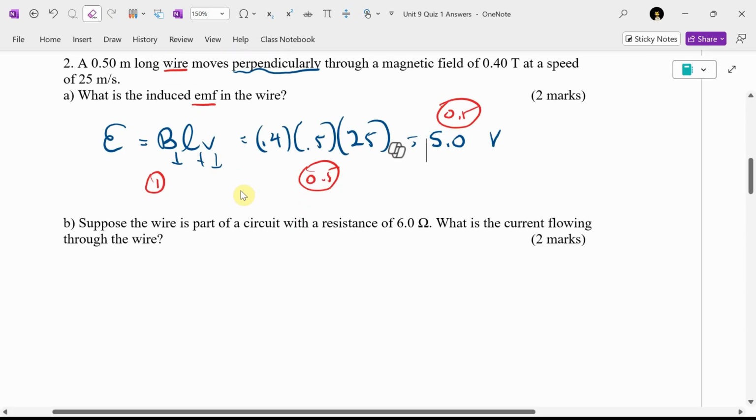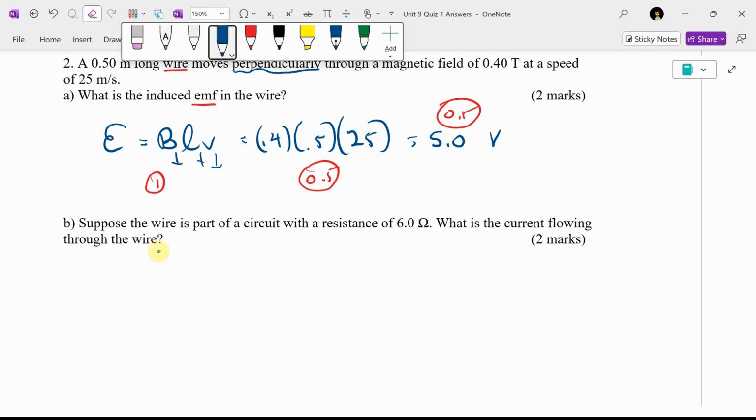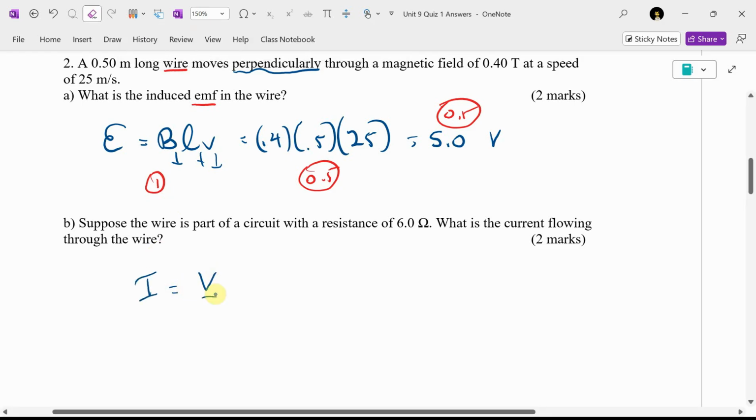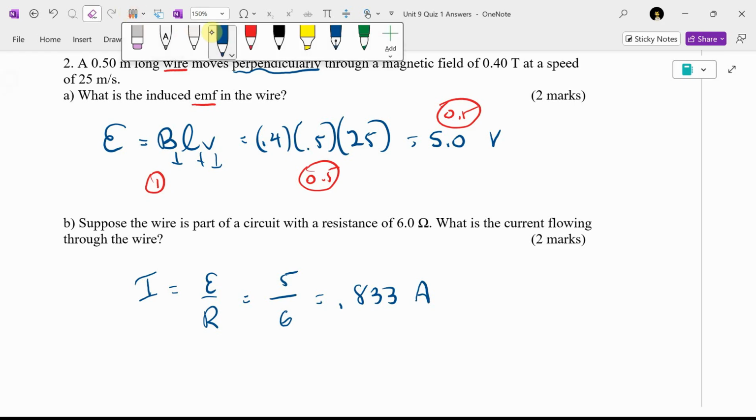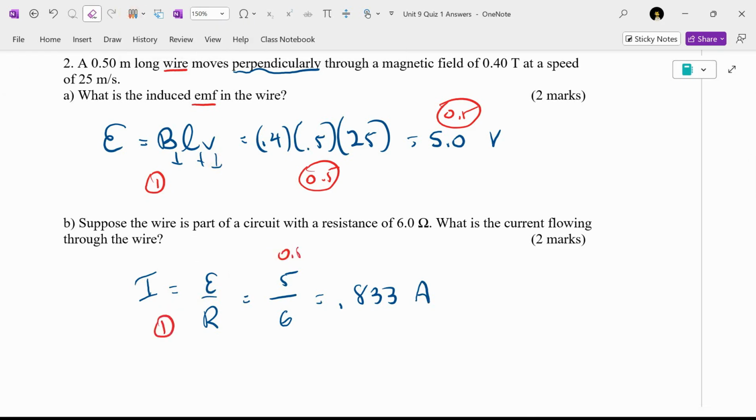Oh, now they want the current. Well, let's see. Current is V over R. Although, Carson, since I'm finding an induced voltage, I'll use the EMF symbol, but if you put a V there, that's fine. It's going to be 5 divided by 6. I should be able to do that in my head. Is it 0.86 repeating? 0.83 repeating. Sorry, you're right. 0.833 amps. 1 mark for that, half mark for the numbers, half mark for the answer.